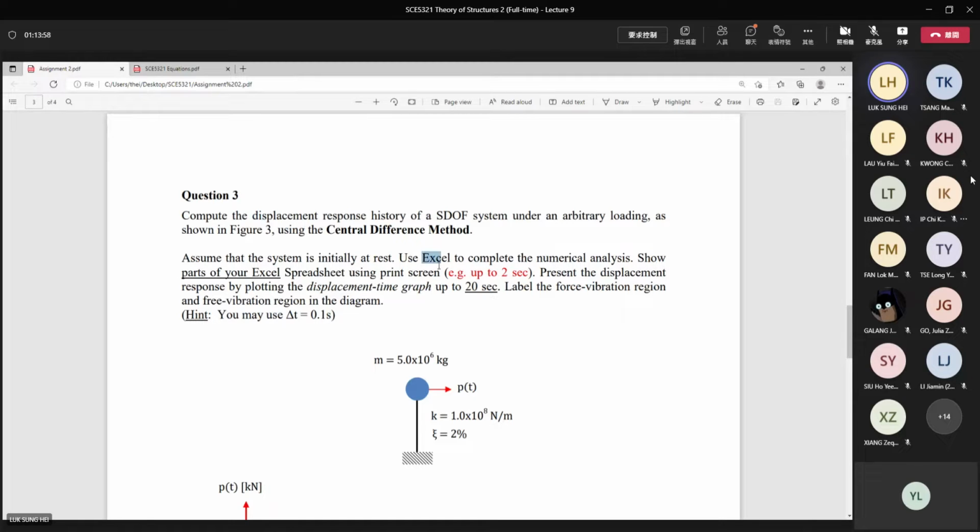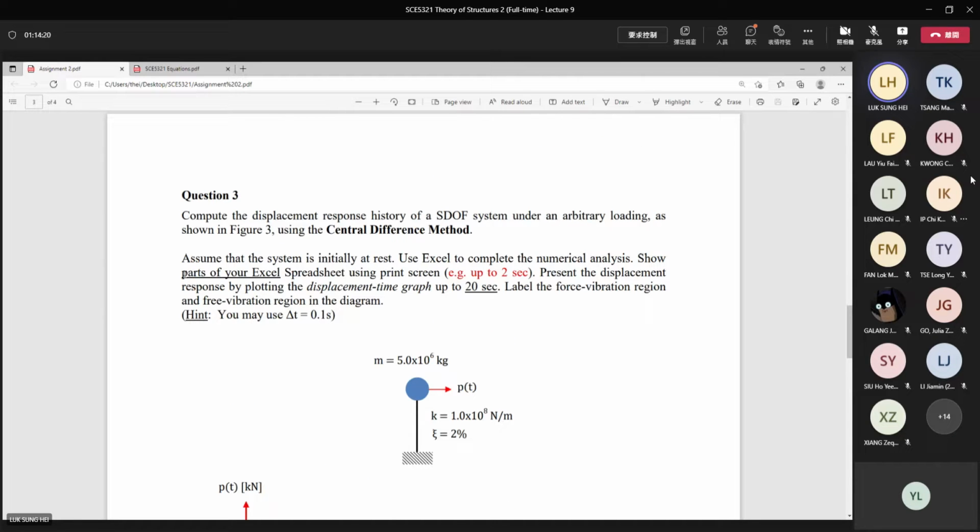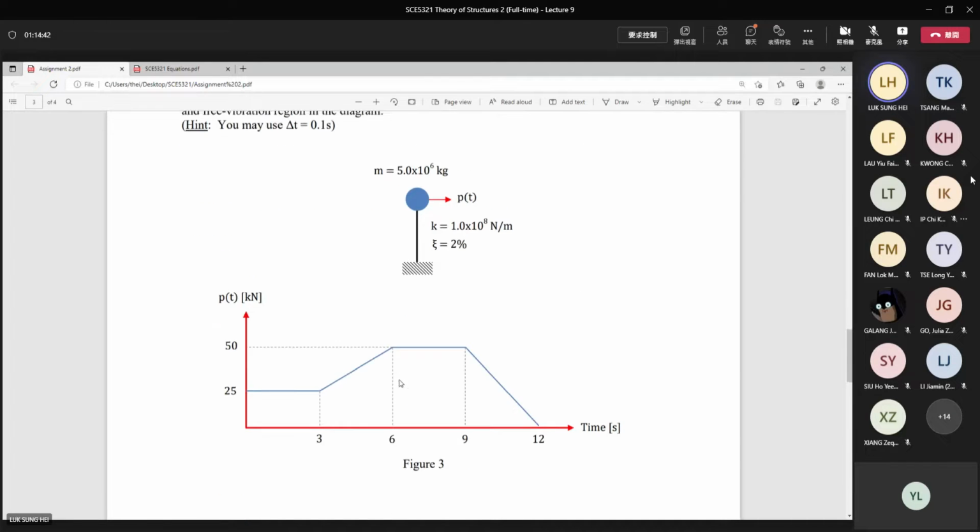You don't need to send me the Excel file. No need. You may use print screen on your computer to show me part of your Excel. Do not show me all the steps, because your Excel may involve 100 or 1,000 time steps. You can just show me part of it, maybe the first few seconds, using print screen or another technique. And then you are asked to plot the displacement time graph, the displacement response up to 20 seconds. I can check your response using this displacement time graph. Very easy. Build a spreadsheet and then consider these special loadings.